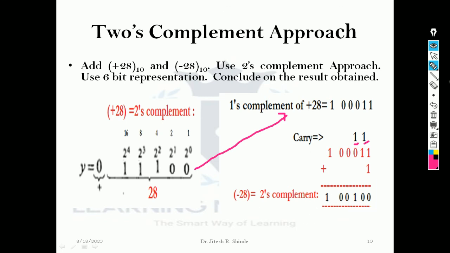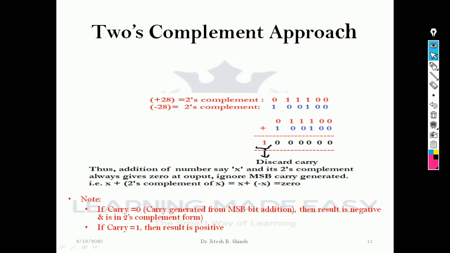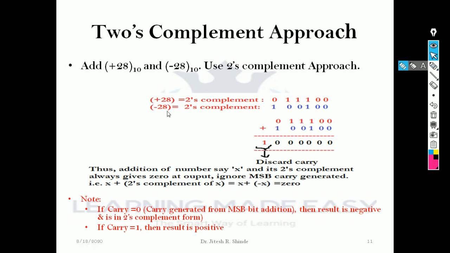Let's add these numbers and see what happens. Plus 28 representation was 0 1 1 1 0 0. Minus 28 using the 2's complement approach is 1 0 0 1 0 0. If we add these two numbers, 0 plus 0 is 0, 0 plus 0 is 0, 0 plus 0 is 0, 2 ones will generate 0 with a carry. 1 plus 1 is 0, a carry is generated. 2 ones, result 0, carry generated, and this last carry we are discarding here.